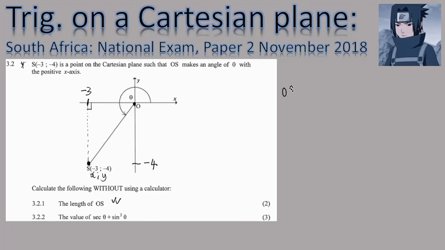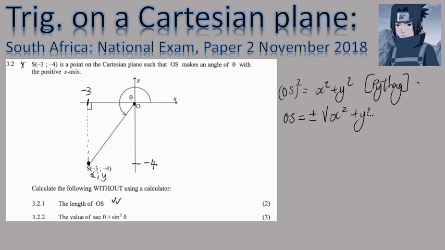So we are saying the square of OS is equal to x squared plus y squared, and that is Pythag, right? Which means now OS, if I remove the square, I'm going to have plus minus the square root of x squared plus y squared, this way, right? So now OS will be equal to plus minus the square root of, what is my x value? My x value is -3, I squared it. What is my y value? My y value is -4, I squared it.